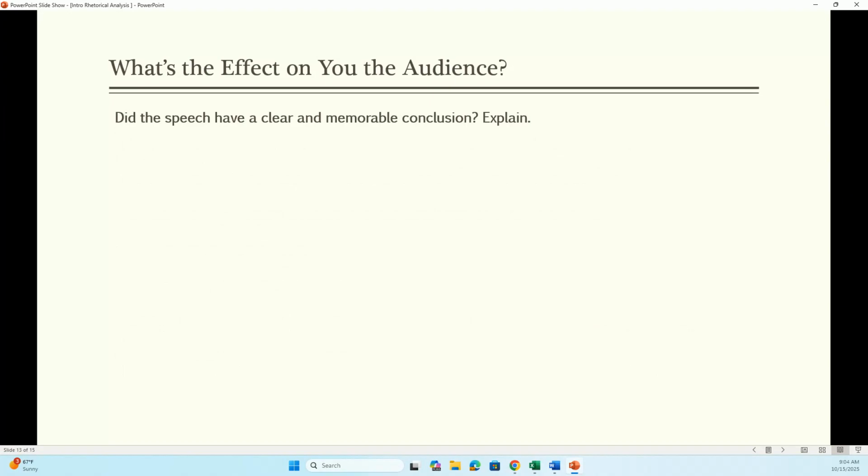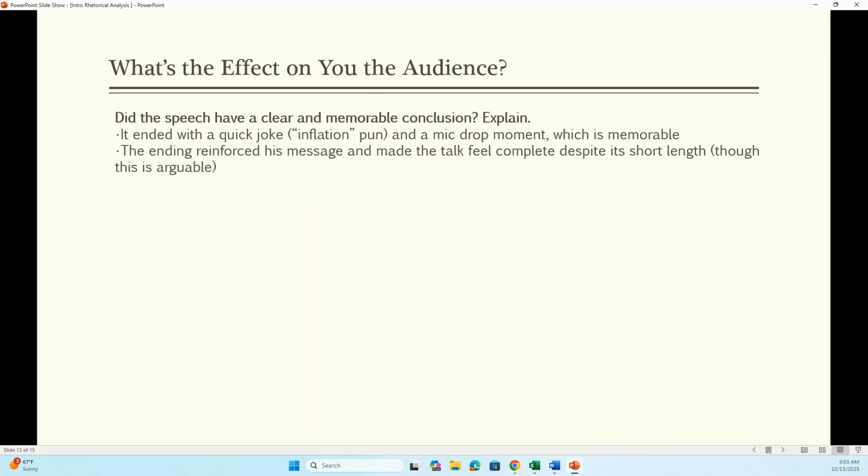Did the speech have a clear and memorable conclusion? Well, I would say in this case, yes. He's got that quick joke with that little inflation pun, and the way he treated it was like a mic drop moment, right? Like, and that's it, I'm out, right? Which is somewhat memorable. And then he reinforced the message, right? And made the talk feel complete, though I think that could be arguable.